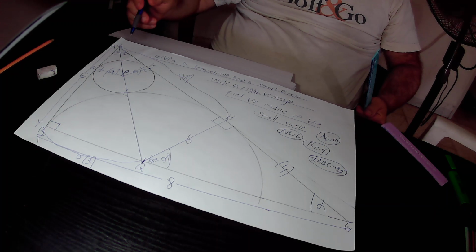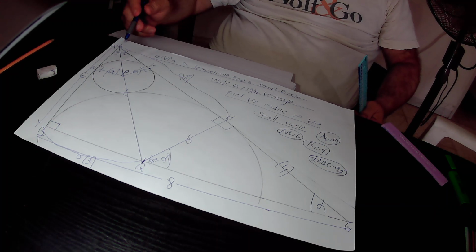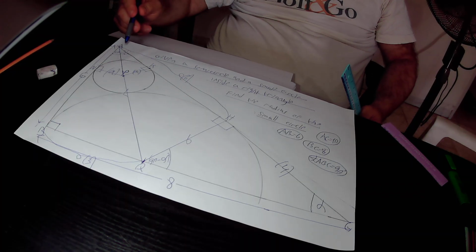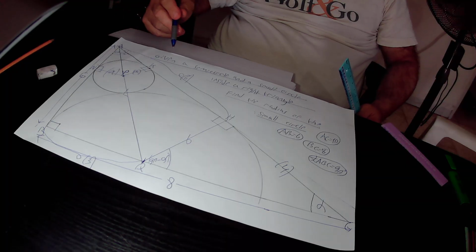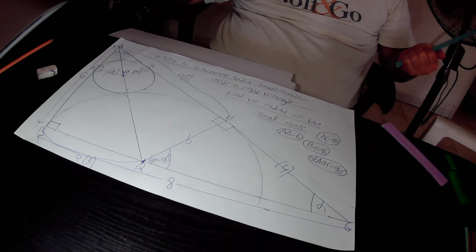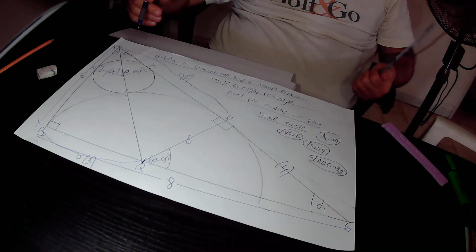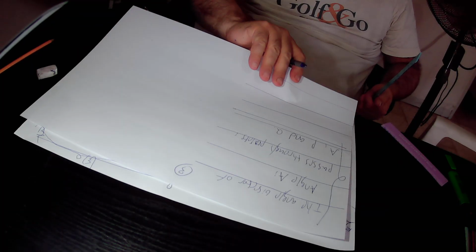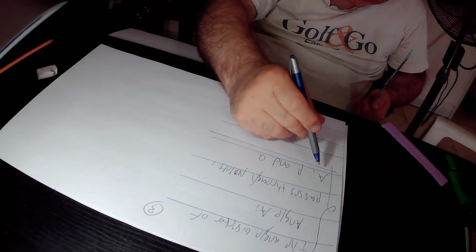You can see that AP, the angle bisector of angle A, is a straight line, and AQ, the angle bisector of the same angle A, is also a straight line. Actually, the angle bisector of any angle is a straight line, and especially the angle bisector of angle A must be a straight line. So we found out that the angle bisector of angle A is a straight line.